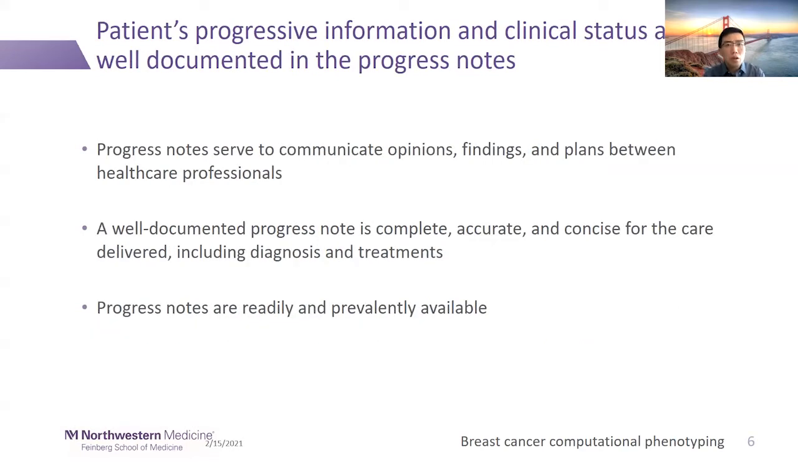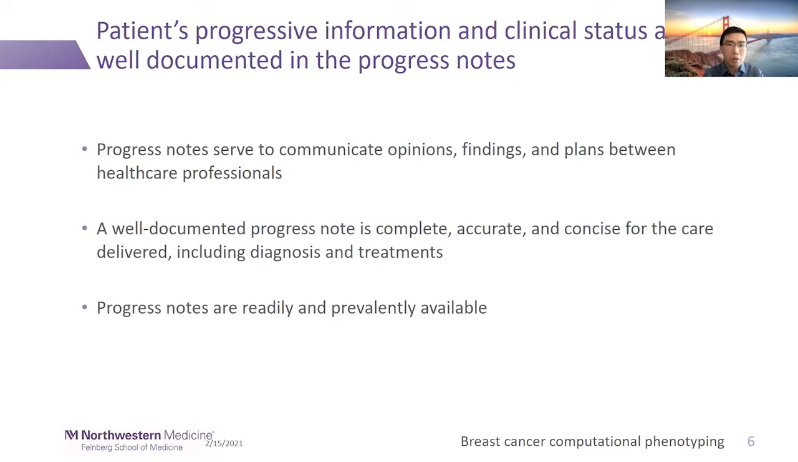In order to extract such information from the EHR system, we looked at which part of the EHR contains the most information about patients' local recurrence. We found that patients' progressive information and clinical status are well documented in progress notes. As some of you who have looked into progress notes for various other tasks know, progress notes serve to communicate opinions, findings, and plans between healthcare professionals. A well-documented progress note is complete, accurate, and concise about the care delivered to the patients, including the diagnosis and treatment rendered.